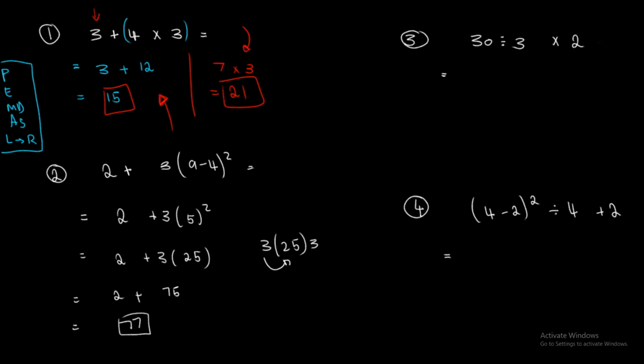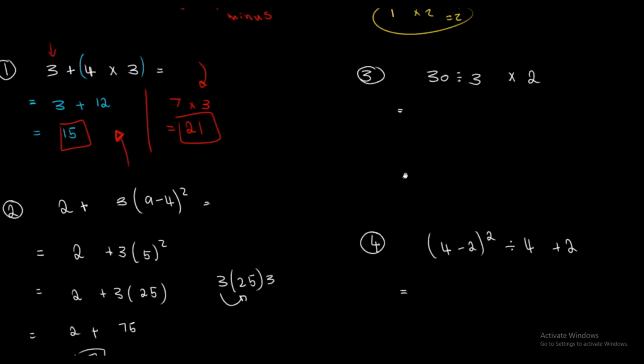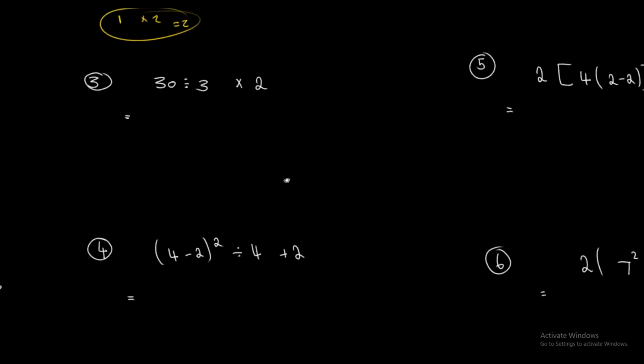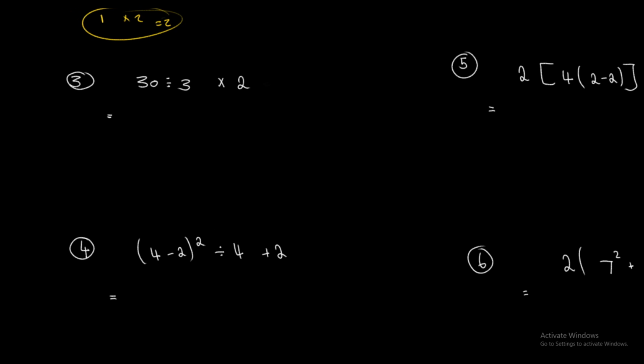Now this one can be really disastrous if you don't follow the order of operations. You can get a totally different answer. But for now, let's head over to number 3. Okay, so number 3 is one of those examples where we have multiplication and division in one question. But it's very important to note that we're going to work from left to right.